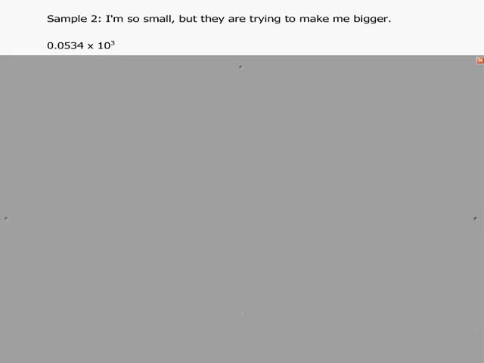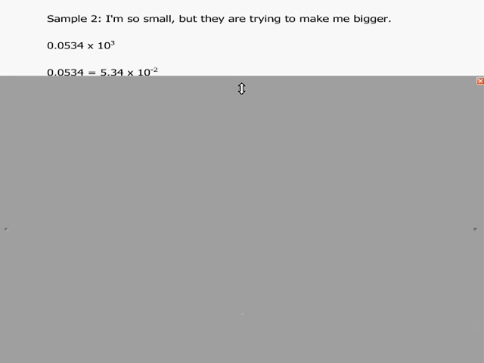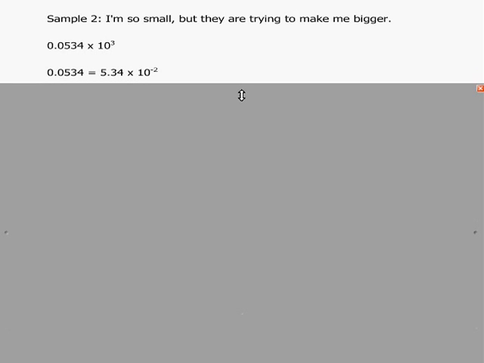Sample 2 discusses: I'm so small, but they're trying to make me bigger. Here we have 0.0534 times 10 to the third. Not in scientific notation because 0.0534 is less than 1. If we take a look at the number and see how we can manipulate it to keep the value but change the format, we can change this to 5.34 times 10 to the negative second and still have the same value. Now why negative second?